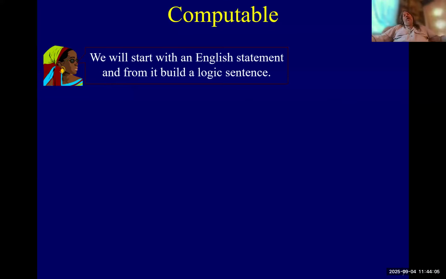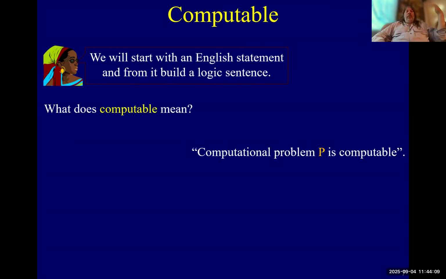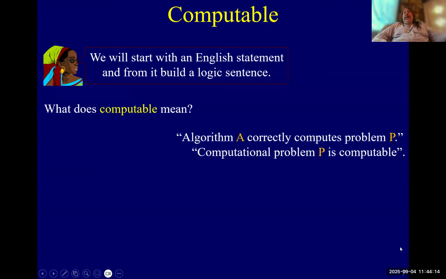All right, so we want to say P is computable. Well, what does computable mean? We need to define these terms. And it means that there's an algorithm that computes it.